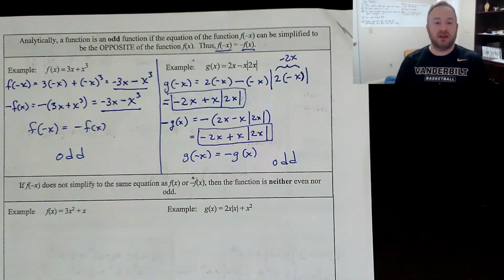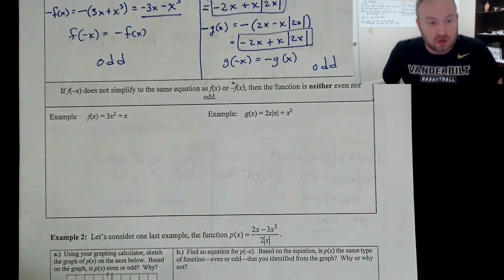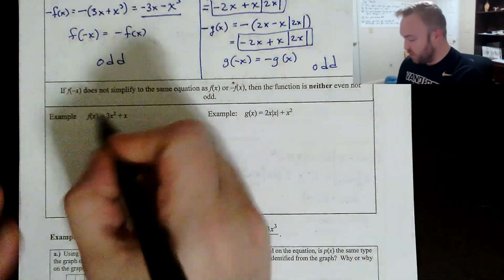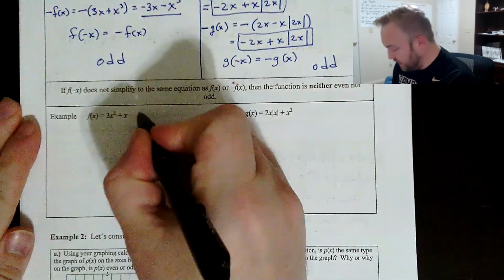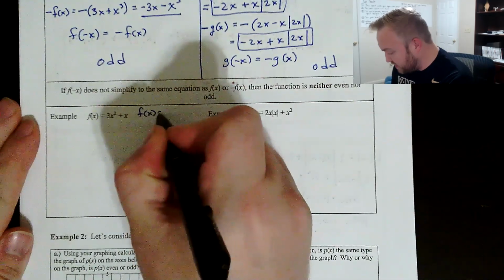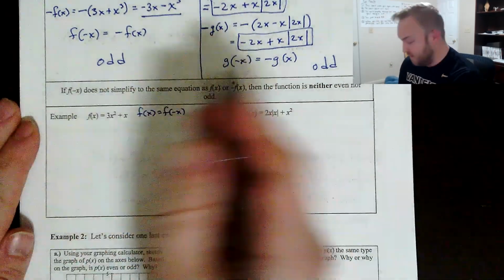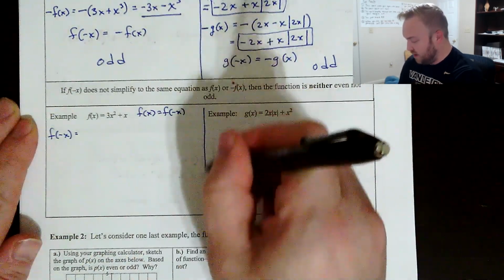Okay, so we've seen some even examples, we've seen some odd examples. Let's look at 2 more here real quick, and we don't know whether these are even or odd. So with f of x, first let's test and see if it's even. Remember, the even rule is f of x equals f of negative x. So we've already got f of x here. Let's find f of negative x and see how that works out.